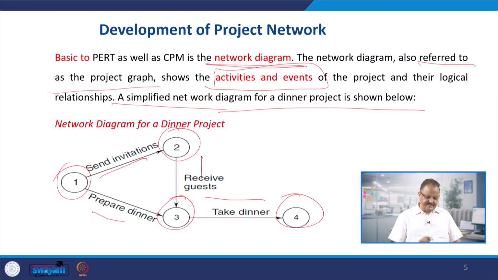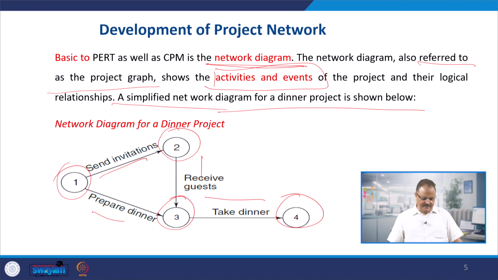So the first activity is send invitation, second is prepare dinner, third is receive guest, and fourth is take dinner. These are the independent activities. The entire project can be broken down into four independent activities. Send invitation can be started and stopped independently. It has no relationship with the preparation of the dinner. That's a different activity. Receive guest is an independent activity, and take dinner is also an independent activity.